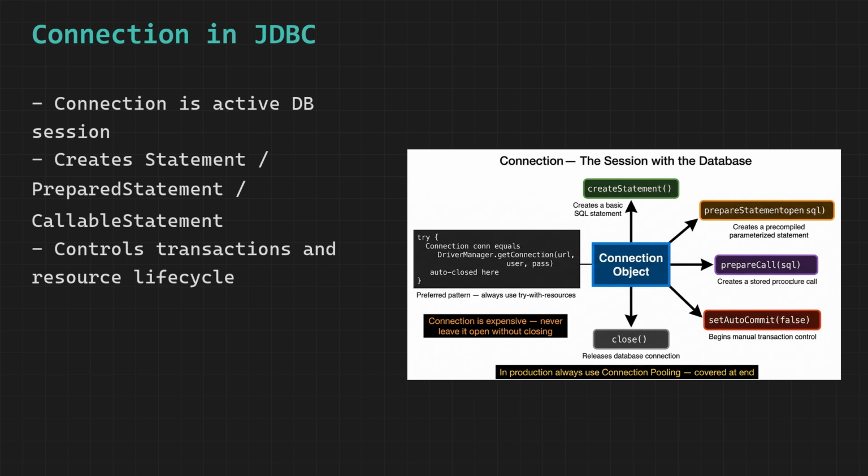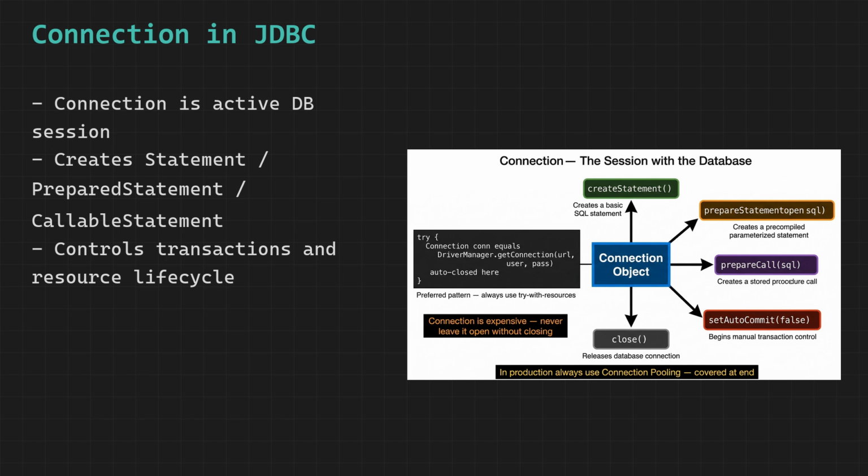Connection also controls transactions. By default, autocommit is true. Every SQL statement you execute is immediately and permanently committed to the database. When you need multiple statements to succeed or fail together, for example transferring money between accounts, you turn off autocommit, execute all your statements, and then either commit them all at once or roll back all of them if something goes wrong. We will cover this in depth in the transactions topic.